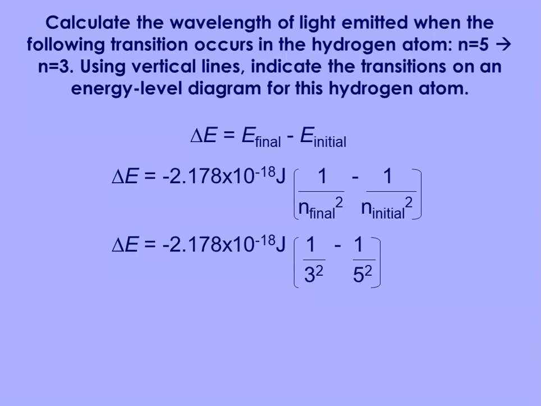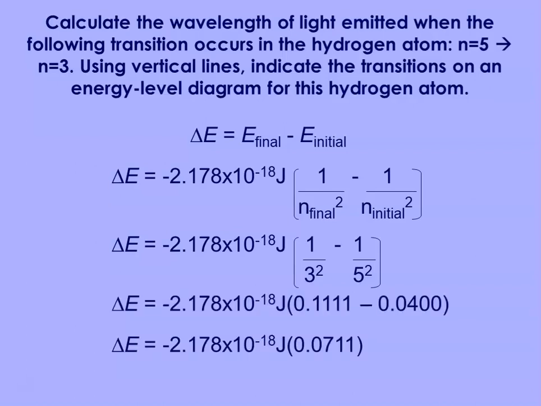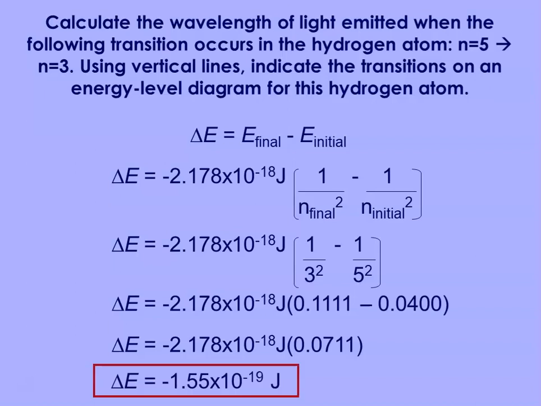At this point, you can do it in your calculator, and you're going to get that the energy transition will be 1.55 times 10 to the negative 19th joules. And light was being emitted.